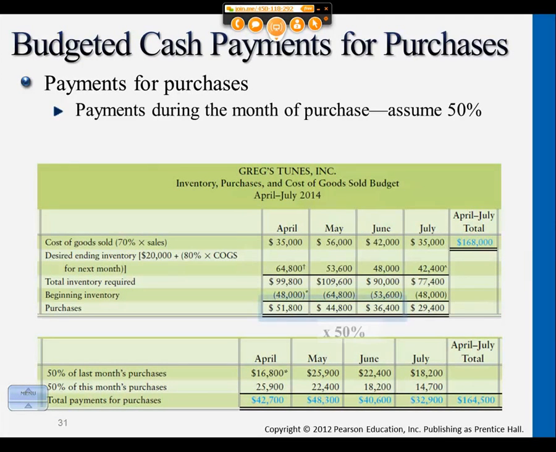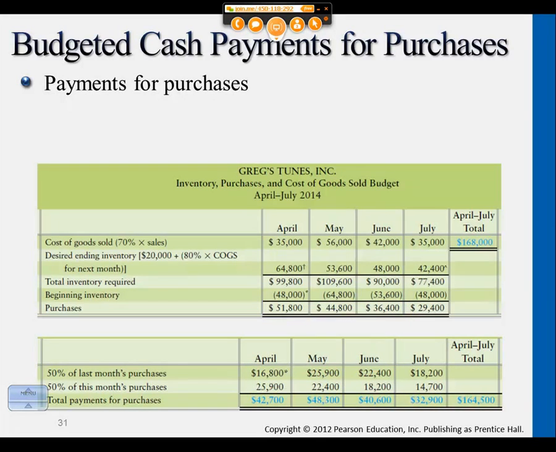All right. So the next is our payments for purchases. So that's a new budget, another part of the budget. That's cash payments for purchases. So let's look at the example. Now we have another part that's incorporated here. It's our inventory purchases and the cost of goods sold budget. So let's just look at this really quick. We have inventory, we have cost of goods sold, desired ending inventory, total inventory in the beginning, and purchases already calculated, right, before we start calculating the budgeted cash payments for purchases.